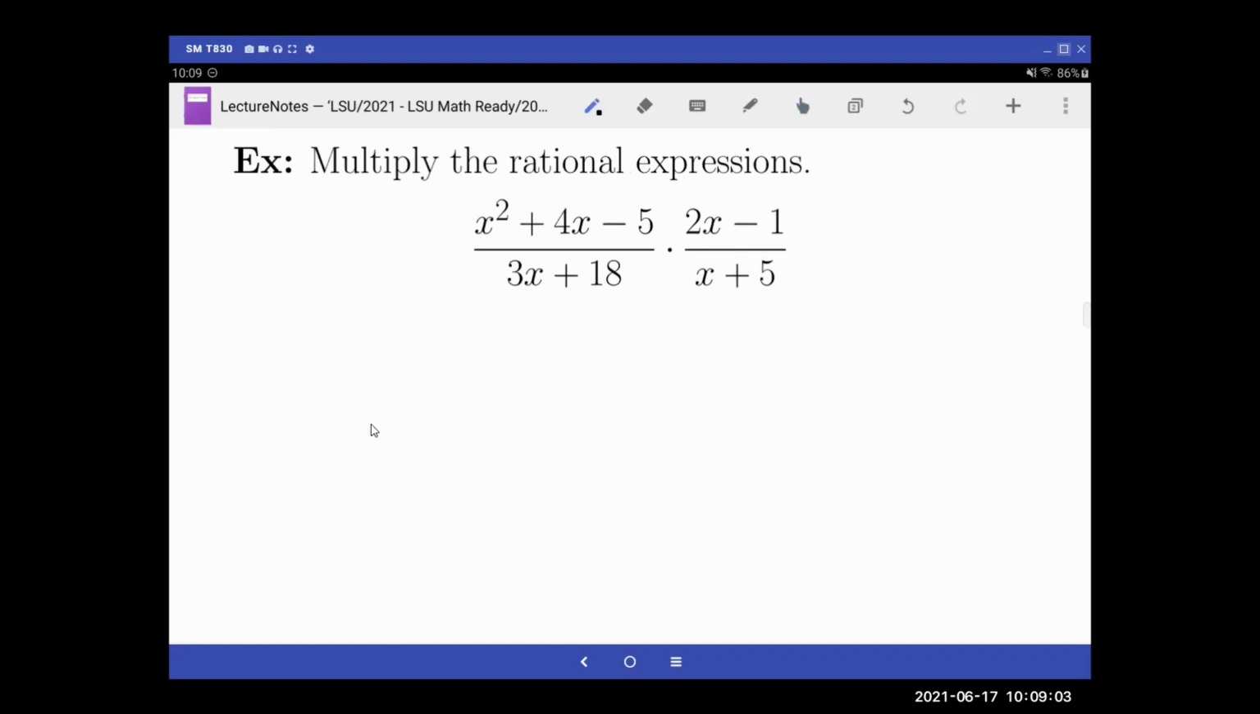Let's multiply these two rational expressions. What you don't want to do is start distributing, right? You don't want to do all of that. That's going to be too complicated. Instead, factor the top, factor the bottom of each one. And then we're going to write it as one big fraction.